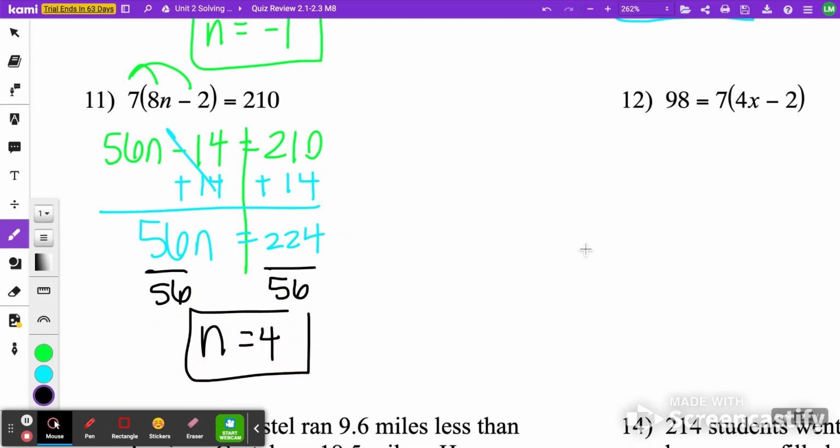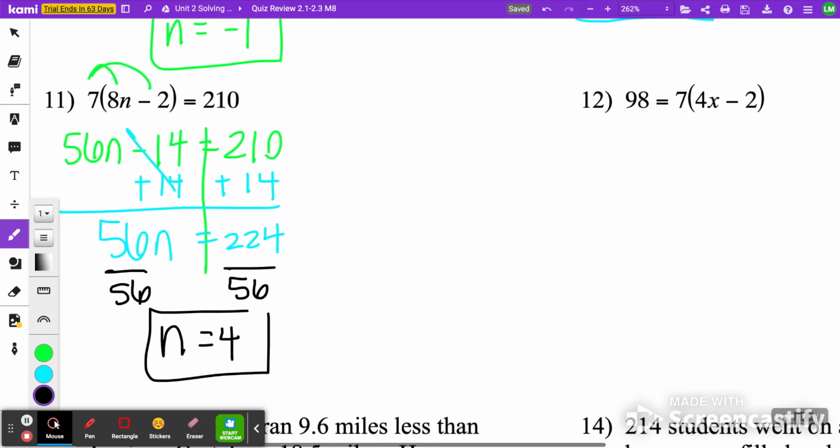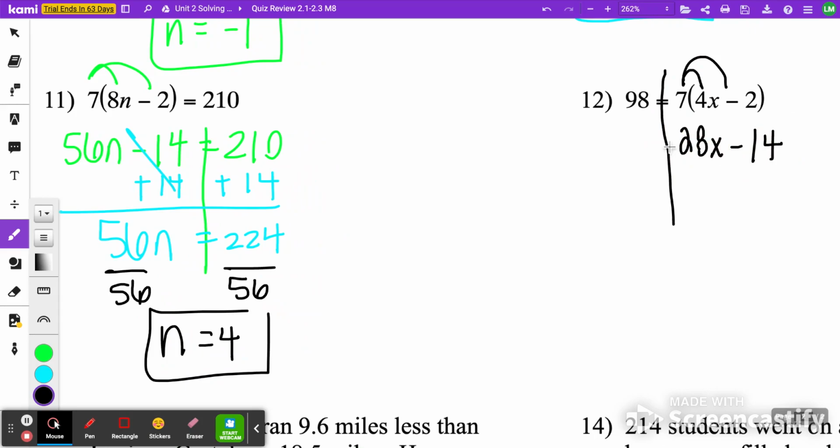For number 12, before we see any of our story problems, again, wanting to distribute first. 7 times 4x and 7 times -2. That is 28x minus 14. And then on this side still equals 98.